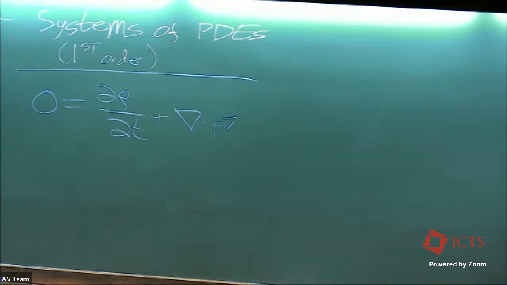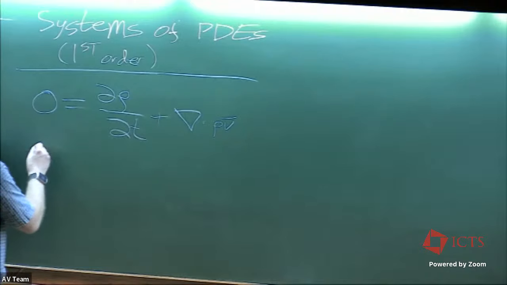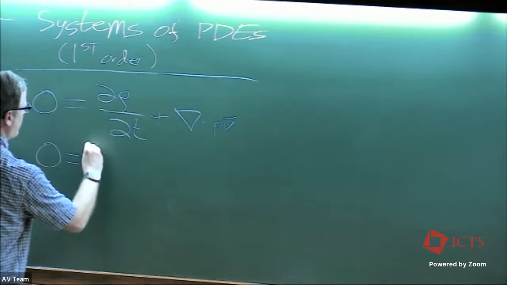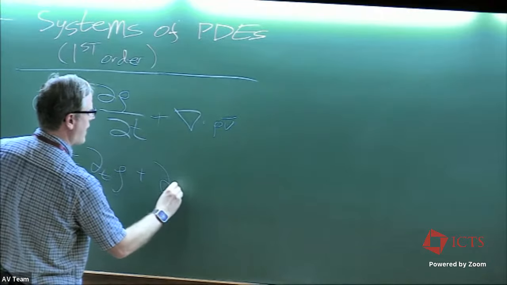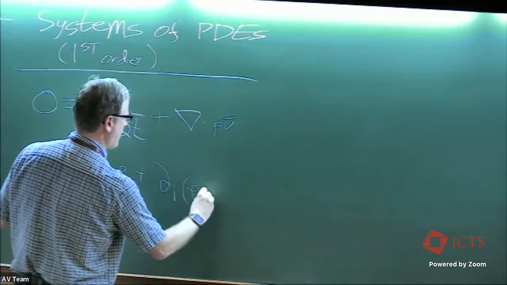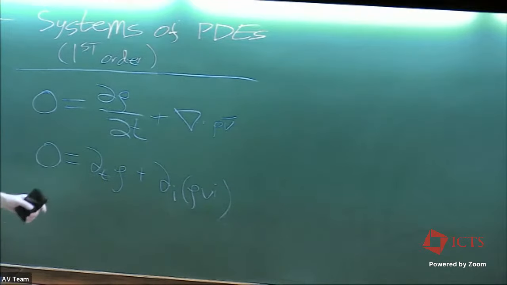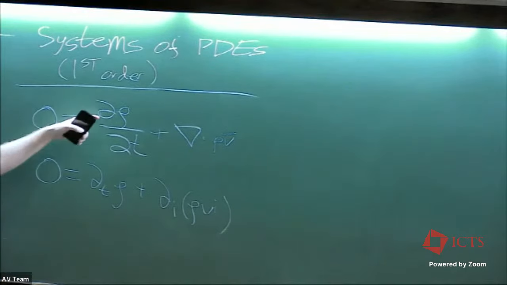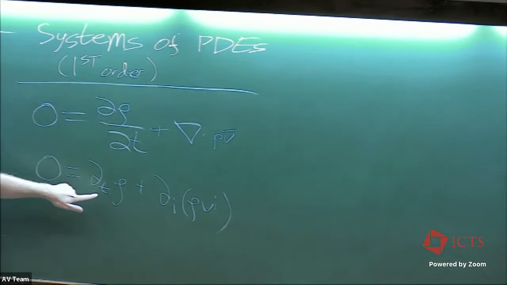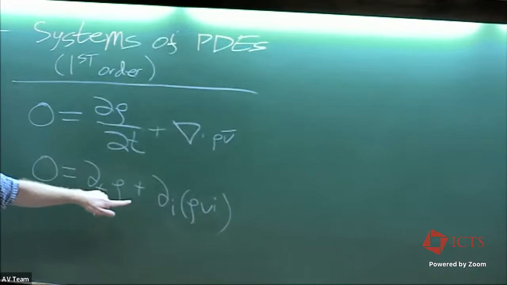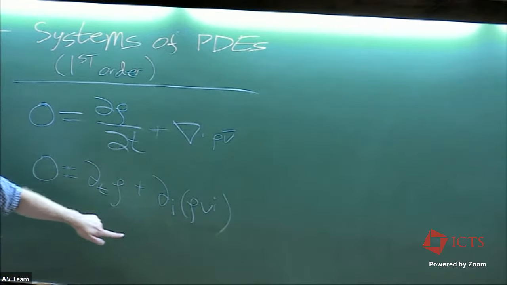Now, this is the more familiar notation, but I'm going to be switching over to doing derivatives in a similar notation to what Harold was doing. So let me rewrite this equation as zero equals partial sub t of rho plus partial sub i of rho v^i. Now, I'm not very good at writing partials anyway, so just to not have to write those so much, it's a little more compact. I'm going to write derivatives with just a partial and a subscript. Partial sub i is like saying partial partial x or partial partial y or partial partial z.